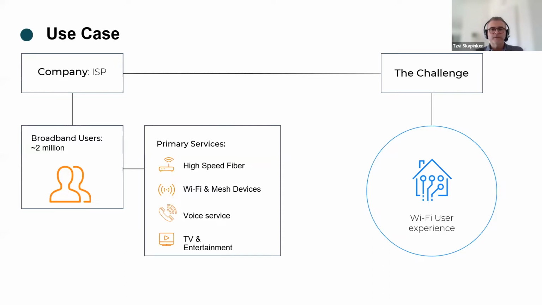So let's take this following use case as an example. We had an ISP with approximately 2 million subscribers, providing high-speed fiber, Wi-Fi and mesh devices, voice services, and also TV and entertainment. So far, it is like every ISP or most of the ISPs around. So they were looking for a better way to collect the CPU-related statistics for ONT and Wi-Fi, and they were looking to get more information on customer satisfaction and reduce Wi-Fi-related support calls.